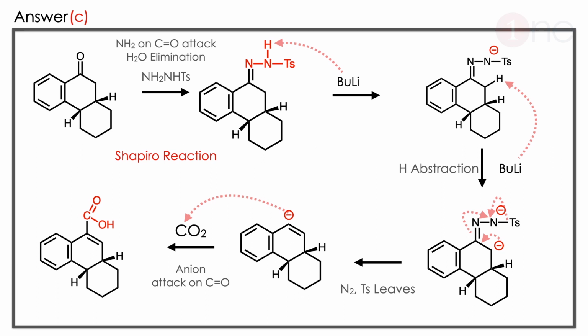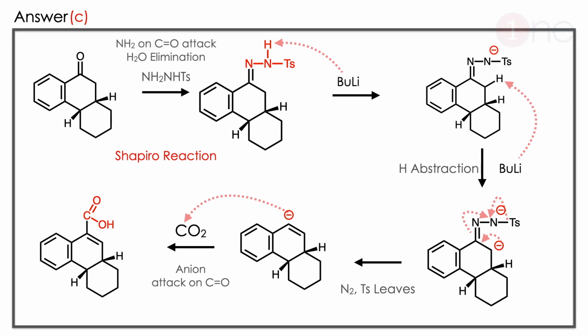Again you are using butyl lithium. So butyl lithium abstracts the proton there. The negative charge is formed. So again we are introducing the negative charge there by abstracting the proton on the alpha position. The proton is abstracted, the charge is traveled. Here you have two good leaving groups, one is nitrogen and the other is tosylate. So the nitrogen leaves, tosylate leaves, and you have an anion.